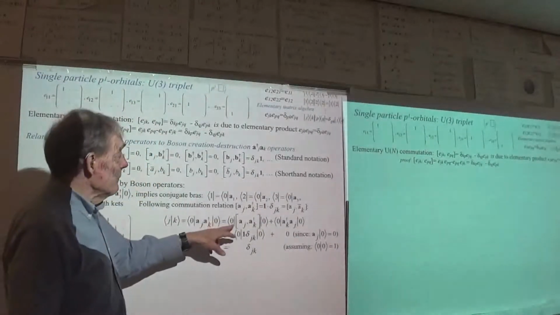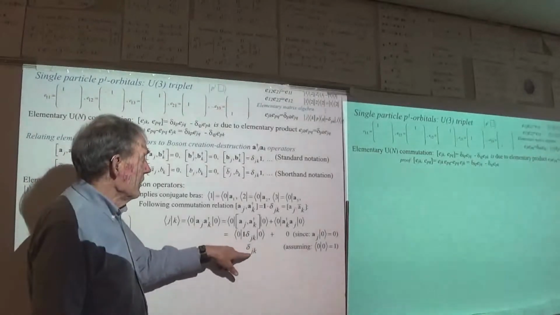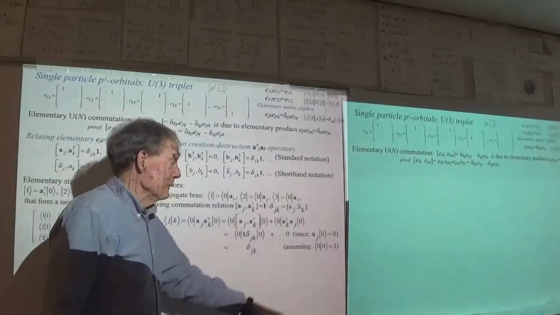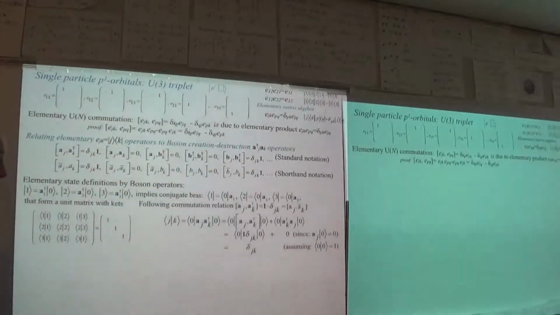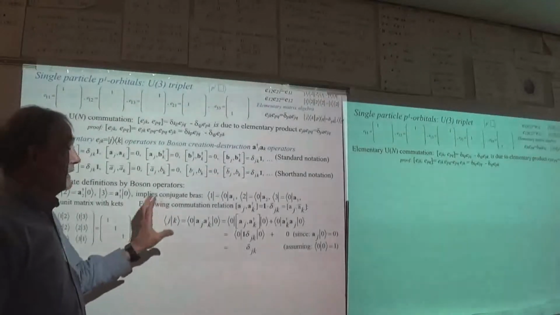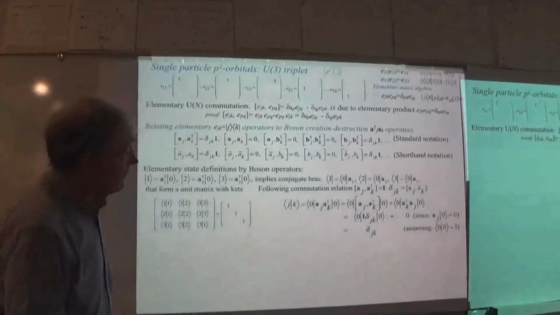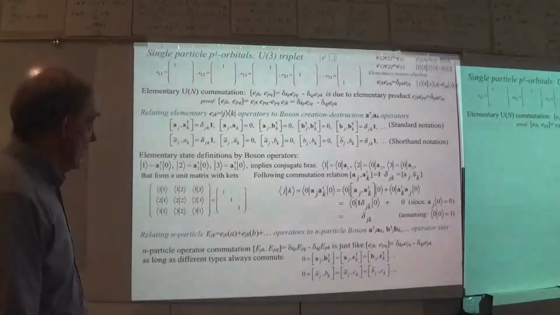In any case, what that boils down to is the delta jk, and then this is delta jk times the vacuum probability. And it's assumed that the vacuum probability amplitude is 1. So that's how the creation destruction operators get their way into the group theory of matrices that we're going to be doing here in some detail.